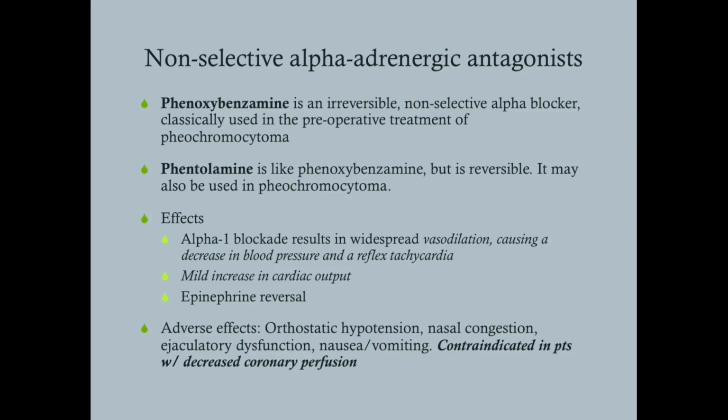The effects of these non-selective alpha-adrenergic antagonists include vasodilation, which makes sense because remember that alpha-1 stimulation causes vasoconstriction. So if you block these receptors, it's going to cause vasodilation, and that's going to reduce blood pressure. Remember that blood pressure is simply your cardiac output times your total peripheral resistance. Because we're reducing total peripheral resistance by vasodilation, we're going to decrease the blood pressure. When the blood pressure goes down, you're going to have a reflex.